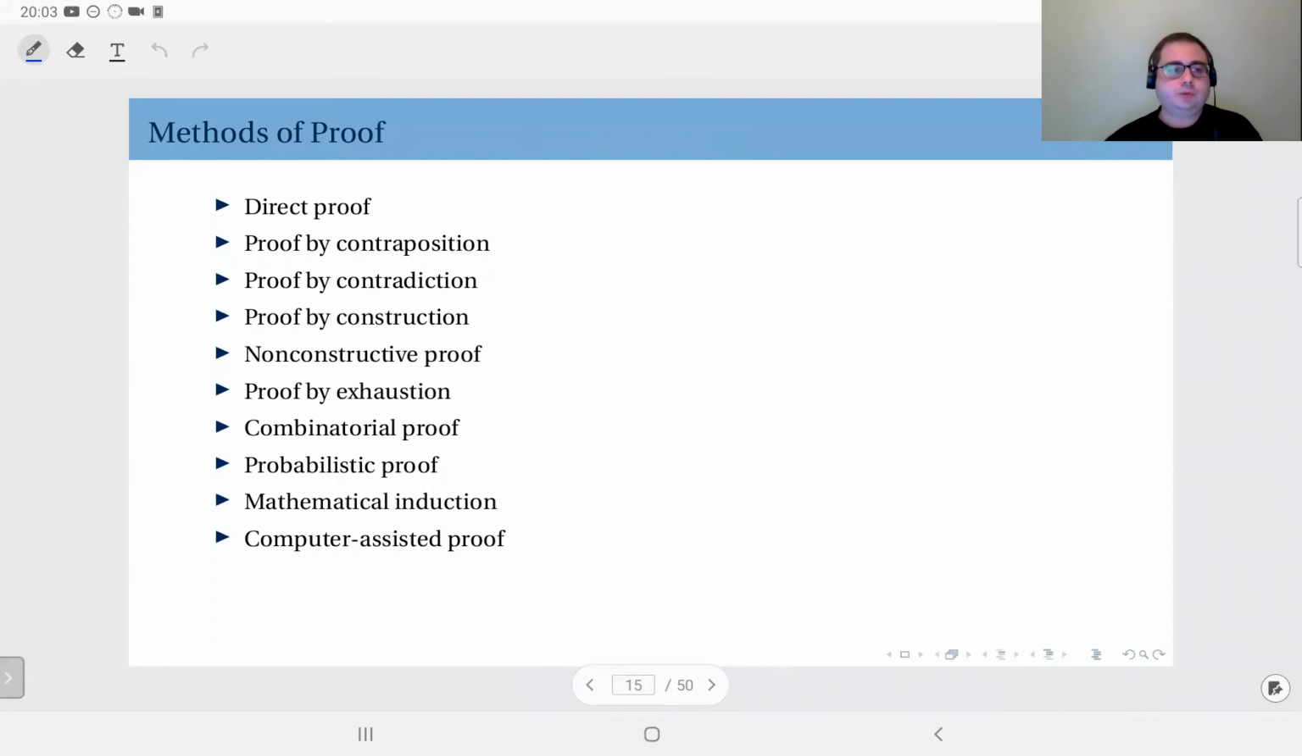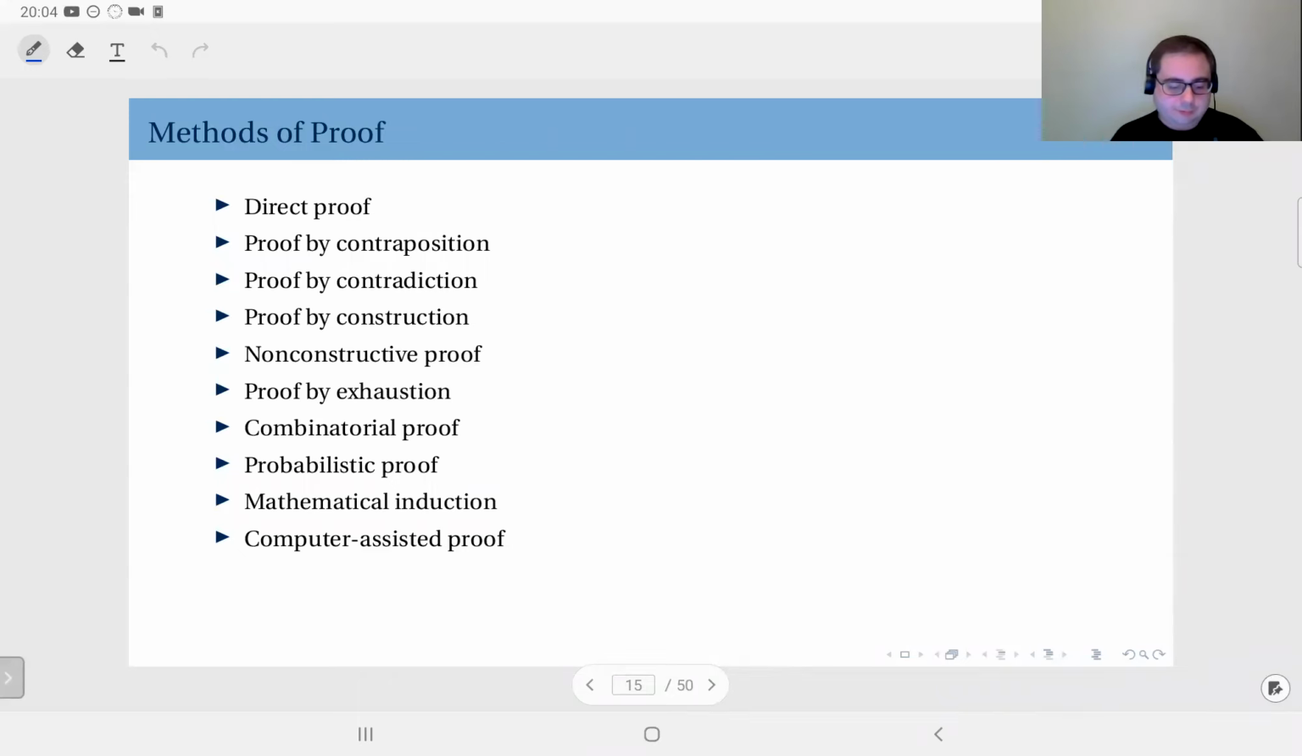Now that we have laid out the concepts of mathematical proof and what we mean by axioms, theorems, proofs, etc., we can now talk about methods of proof. I have a list of methods here, which is probably not exhaustive, so there are probably other methods of proof, but these are the main ones that are used widely. And I'm going to talk about and give examples of some of them.